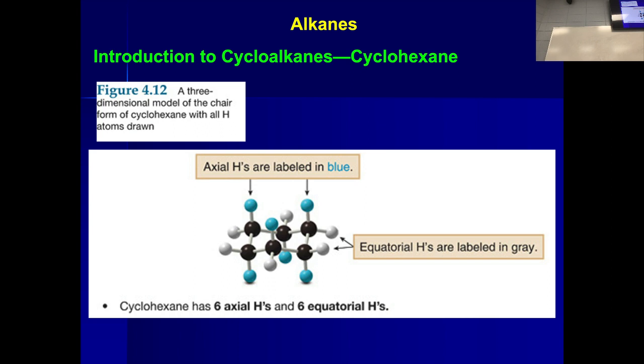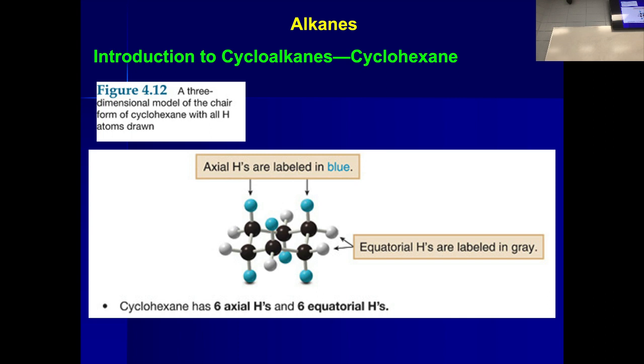And staggered's good, right? But what happens when I flatten it out? Notice how hard it is for me to flatten it to start with. Can I flatten it? Yes. But now when I've got it flat and I look down the carbon-carbon bonds, what do I see? Everything's eclipsed. Everything's starting to get in the way of everything else. So it would much rather sit like that. That is called chair cyclohexane.